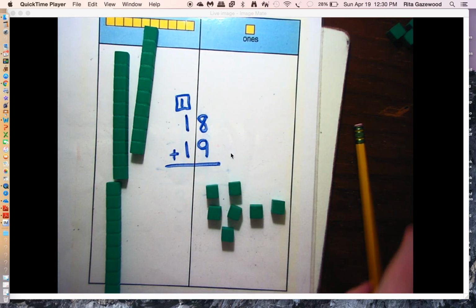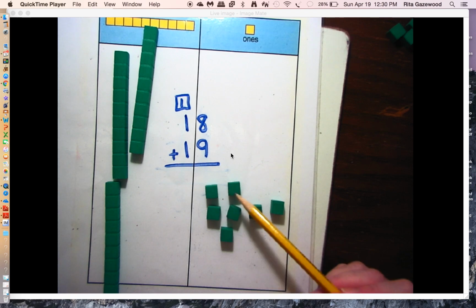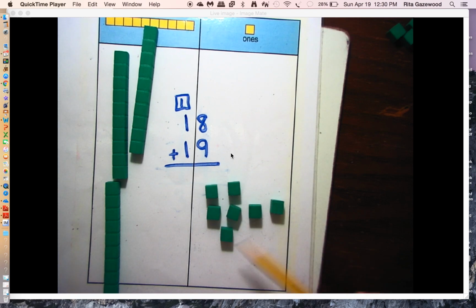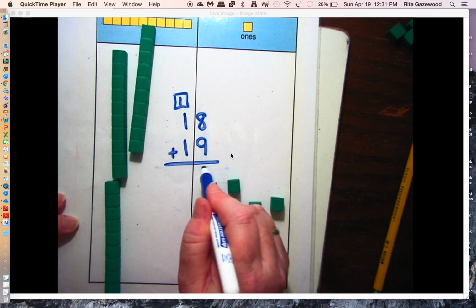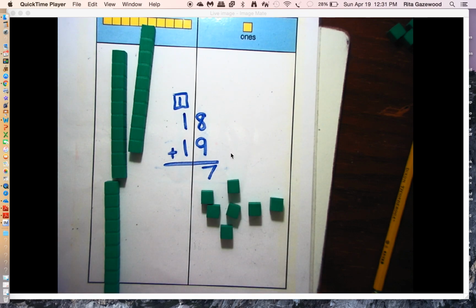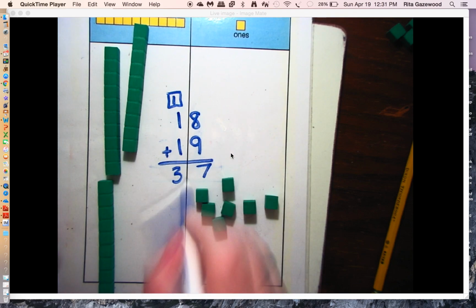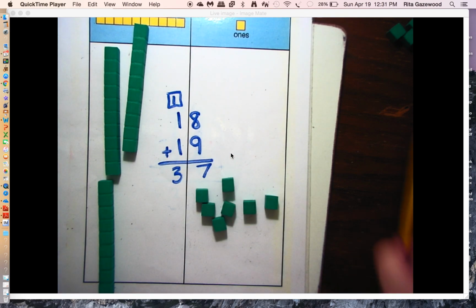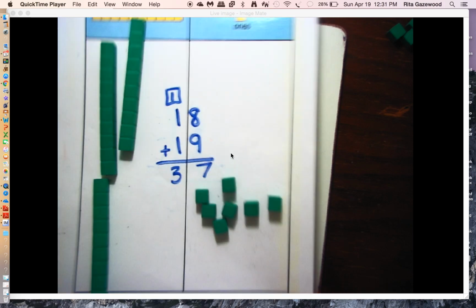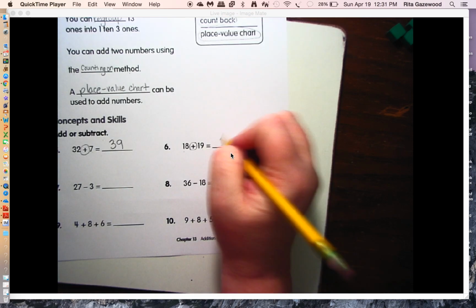And then I'm going to go back and I'm going to count my ones. 1, 2, 3, 4, 5, 6, 7. I have 7 ones. And then I'm going to count my tens. 1, 2, 3. 3 tens. So 18 plus 19 equals 37. I'm going to go back to my paper and I'm going to write that down.